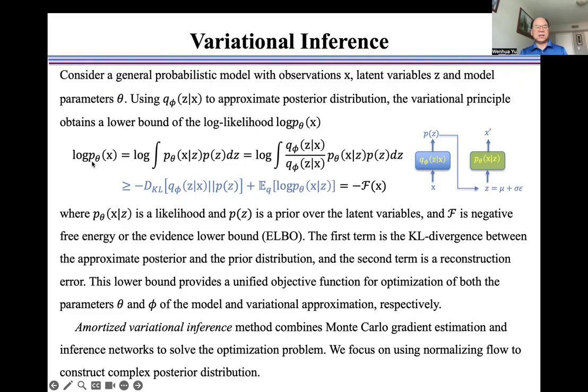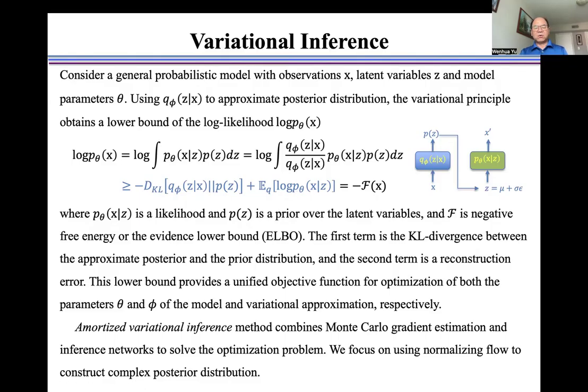shown here. This is the lower bound, where p theta is the likelihood and p(z) is the prior over the latent variables, and F is the negative free energy, or the evidence lower bound. The first term, as shown here, is the KL divergence between the approximate posterior and prior distribution, and the second term, as shown here, is a reconstruction error.